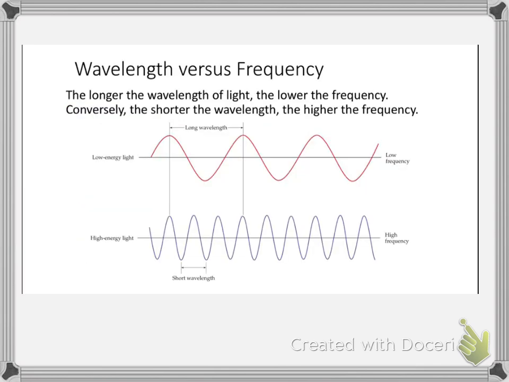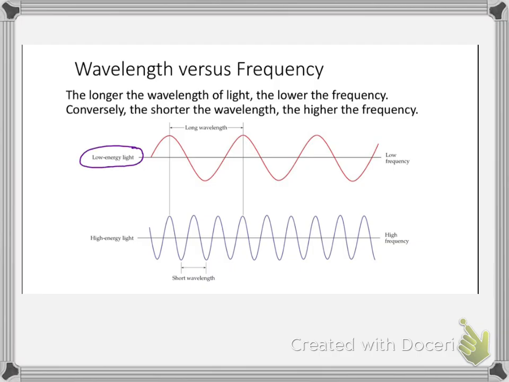Now, here's just an example from your book about wavelength and frequency and how they're connected. If this light has a longer wavelength, then it's going to have a lower frequency. And if it has a shorter wavelength, it's going to have a higher frequency. This is also connected to energy, so I'm going to write that next to it. Oh, no, you see it right here.